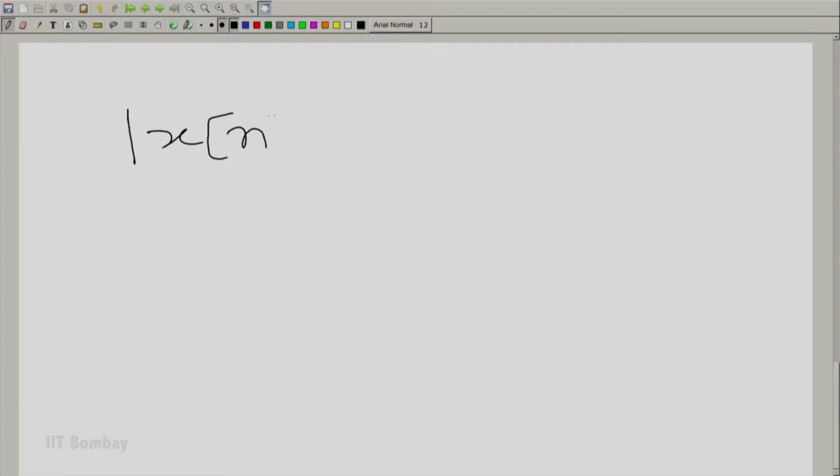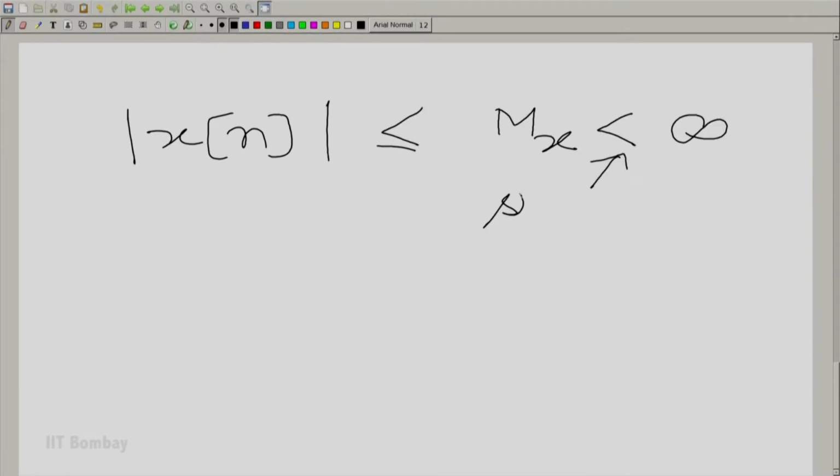So, we are saying mod x of n is less than or equal to mx, and of course, mx is strictly less than, note, strictly less than infinity. The strictly part is important, otherwise that definition has no meaning. So, strictly less than infinity. It is of course needless to say mx has to be greater than or equal to 0. Now, given a bounded input, what can we say about the output? If the system is stable, the thing that we are guaranteed is that the output is bounded.